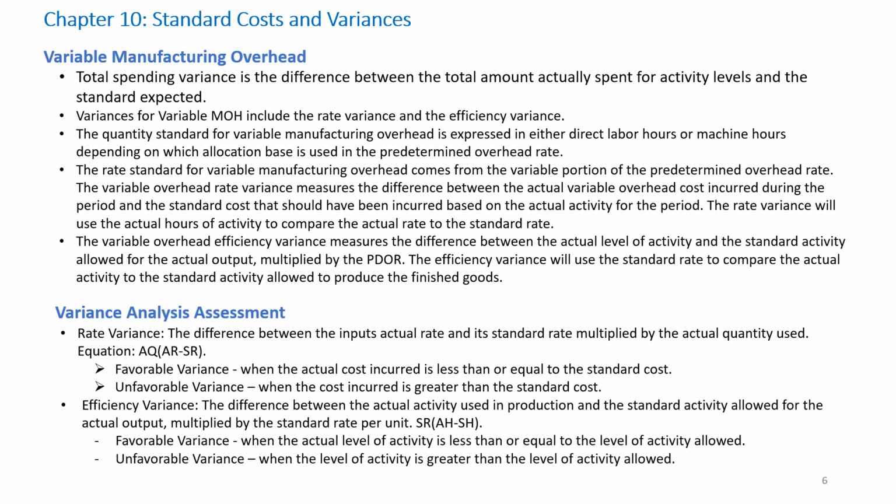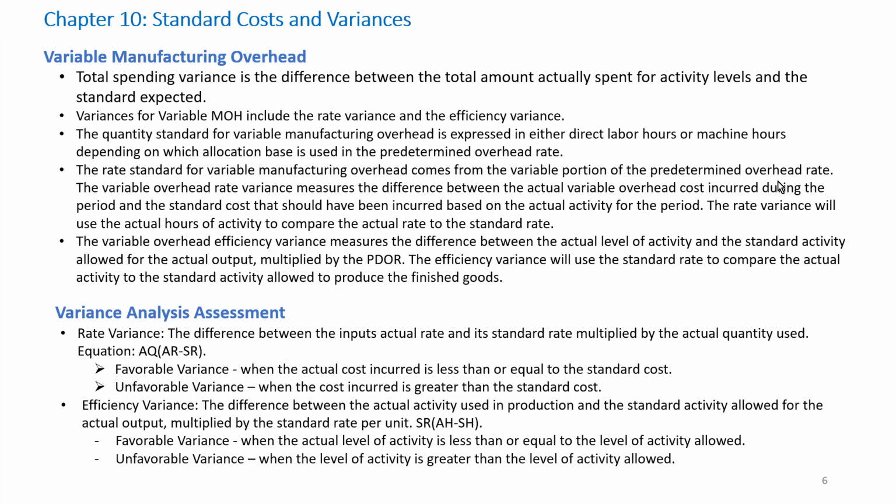For variable manufacturing overhead, the total spending variance is the difference between the total amount actually spent for activity levels and the standard expected. Variances for variable manufacturing overhead will either be a rate variance or an efficiency variance. The quantity standard for variable manufacturing overhead is expressed in either direct labor hours or machine hours, depending on which allocation base is used in the predetermined overhead rate.